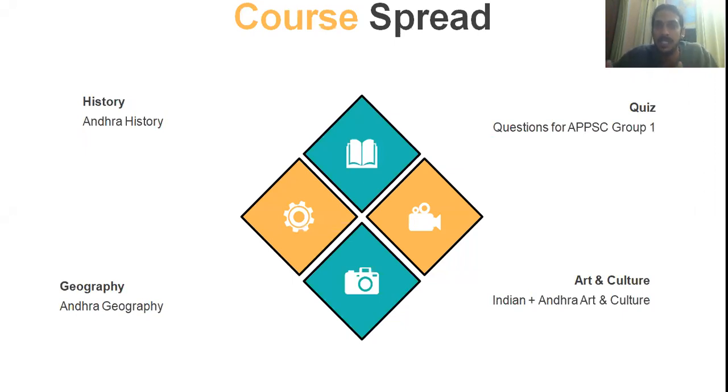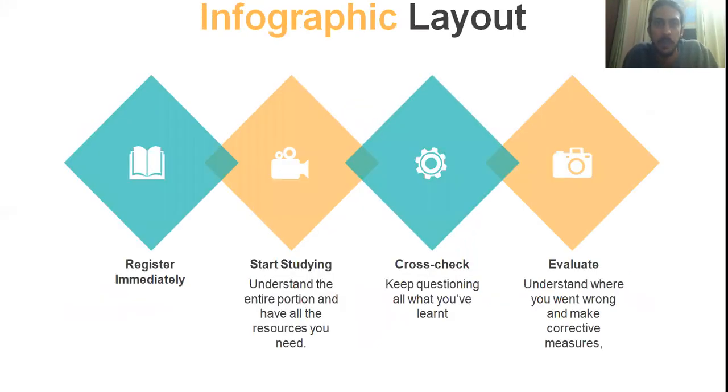So these are the 4 things I would try to focus on, and I would only try to put up those videos which are not available on YouTube in English. We would try to keep the videos as short as possible, because as I said, there are a lot of videos where they speak a lot of content which is not required. So we'll be cutting all that because of lack of time.